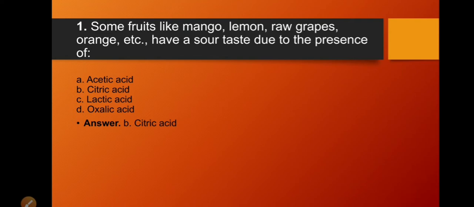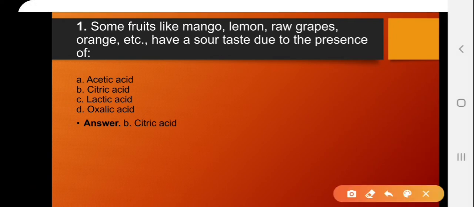First question is, some fruits like mango, lemon, raw grapes, oranges, etc. have a sour taste due to the presence of what? So, dear students, in sour foods like mango, lemon, raw grapes, oranges, citric acid is present. Because of citric acid, the taste becomes sour. So the answer is B, that is citric acid.